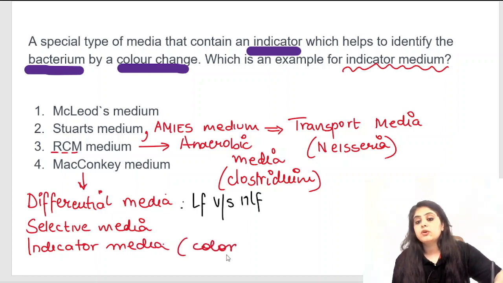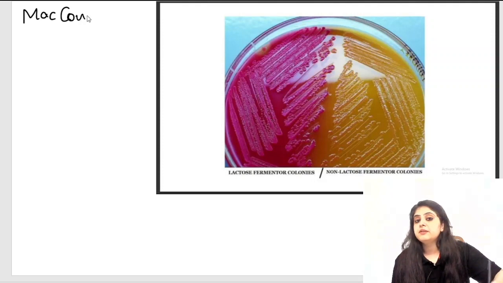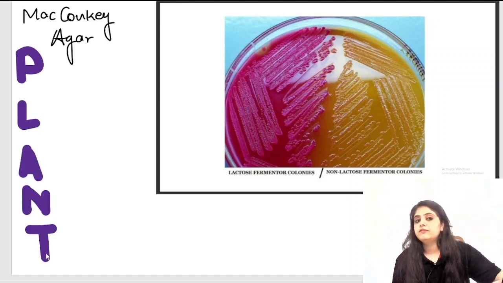Whenever I'm going to talk about a color change, that means it's indicating something. So let me show you a picture of a MacConkey agar. Why do I first and foremost? There's a very famous question that comes up: when you're talking about the MacConkey agar, what is the composition? There's a very famous mnemonic which I think everyone knows by now, that goes by the name of PLANT, right? So everyone, quickly we can revise. What all does it contain?